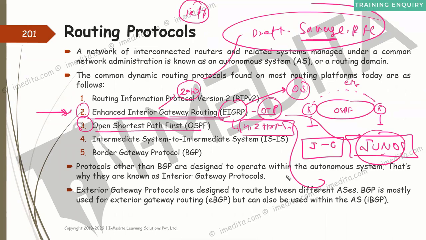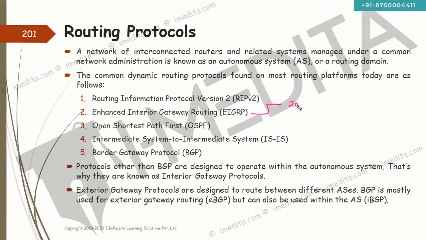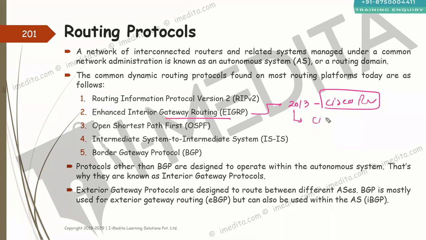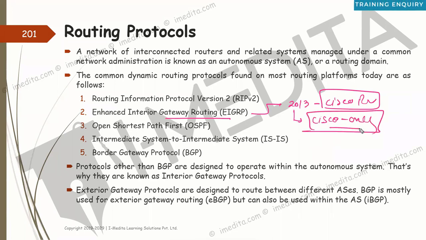Up to 2013, EIGRP was a Cisco proprietary protocol. That means only Cisco had the right to implement EIGRP. But after 2013, EIGRP became open, yet it remains more like a Cisco only protocol. Other vendors have the option to implement it, but they have chosen not to. So this protocol is only implemented on Cisco, even nowadays. It has been approximately 10 years since EIGRP went open standard, but since then, no one has actually implemented EIGRP in their operating system.